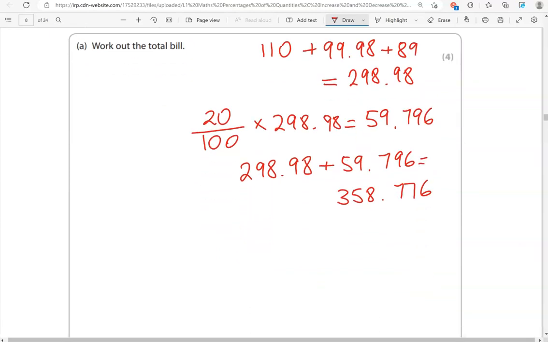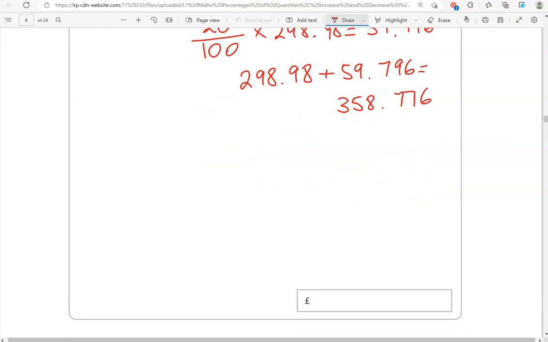So that's the total bill, which in pounds will be £358 and 78 pence. So we're going to need to round this to 2 decimal places. So this is a 6 here, which means we round this up to go to 8, and the digits in front remain the same.